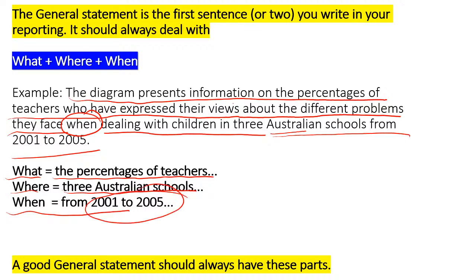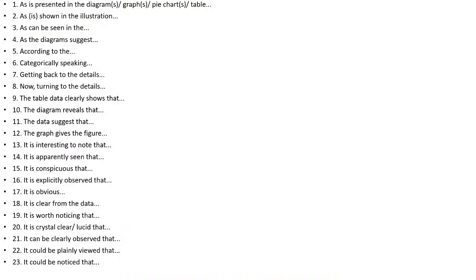So a good introductory statement should always have these parts, so it is necessary for you to include all of them. Further, I will talk about all of these. So: as is represented in the diagram, or shows the chart, as it is illustrated, as it can be seen. This is another category that you can write for describing a graph.